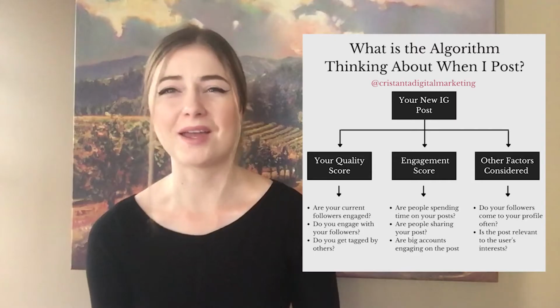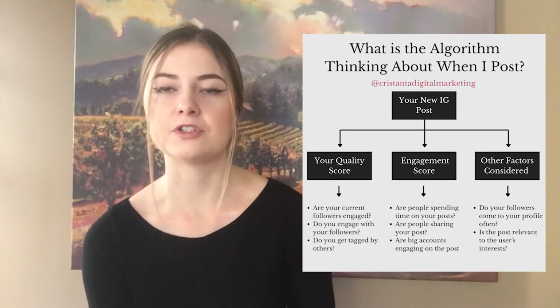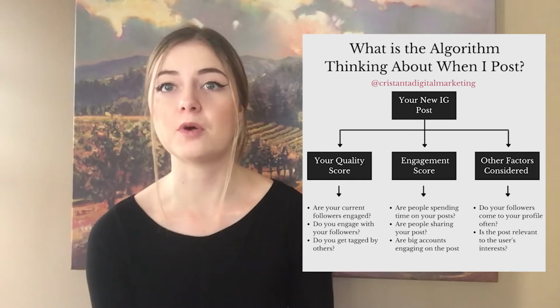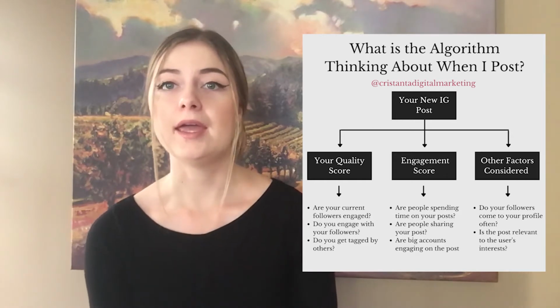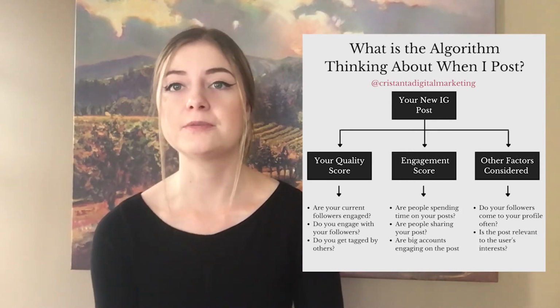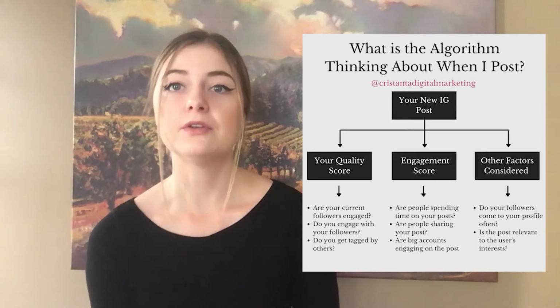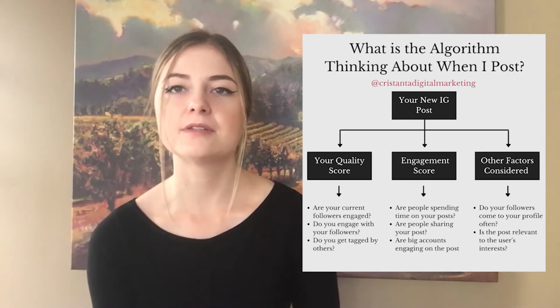faster. I created this post that's going to go out sometime in October, but basically this does a pretty good job, I think, of summing up what the algorithm looks for in order to help you grow. They have a quality score, they have an engagement score, and then they consider other factors. But if you really take a look at every single point on this post, you'll notice that there are two main factors. Number one, are people spending a lot of time on your page looking at your posts, and number two, are people engaging and interacting with the content you're putting out.